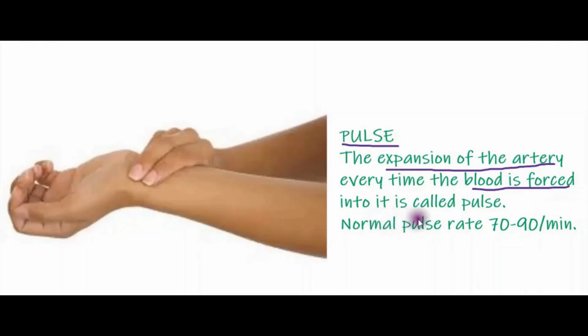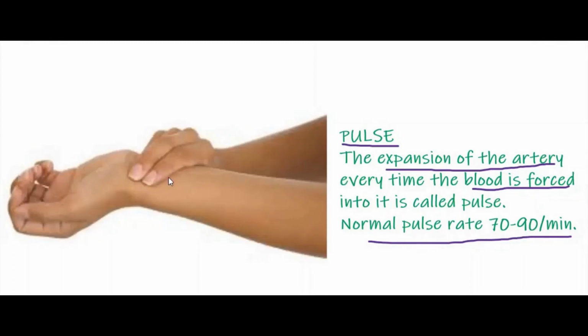Okay, so that is known as what? Pulse. The expansion of the artery every time the blood is forced into it is known as pulse. The normal pulse rate is 70 to 90 per minute. Now we have to see how we can find out the pulse rate.